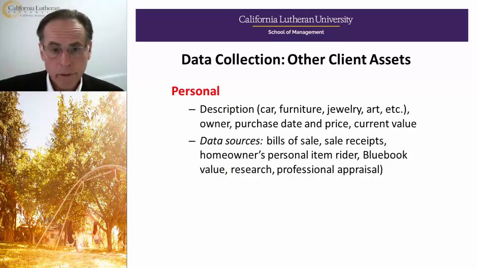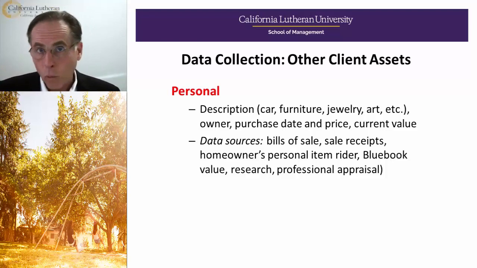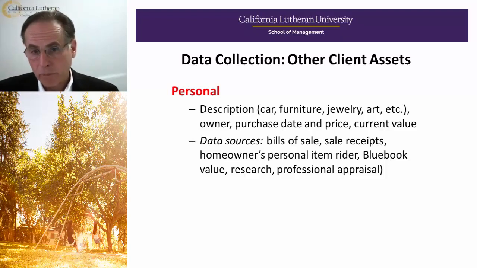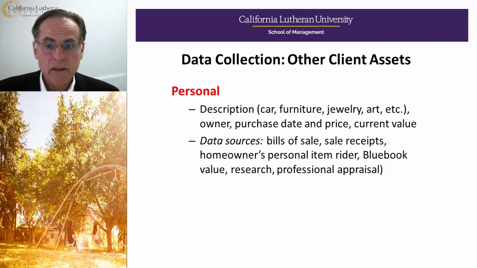Personal. So where do we go here? Well, what personal item are we talking about? Car, furniture, jewelry, collectibles such as art. So who's the owner of that? What's the purchase date? What was the price? What's the current value? What is the appraised value? What are data sources? Bills of sale for personal items, sales receipts.